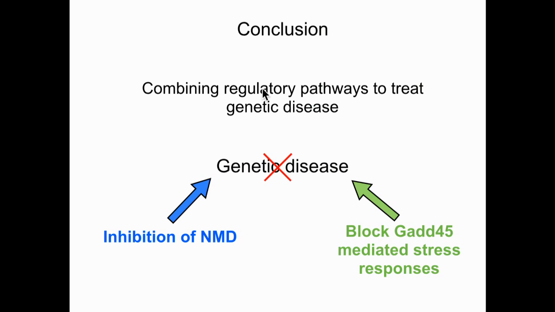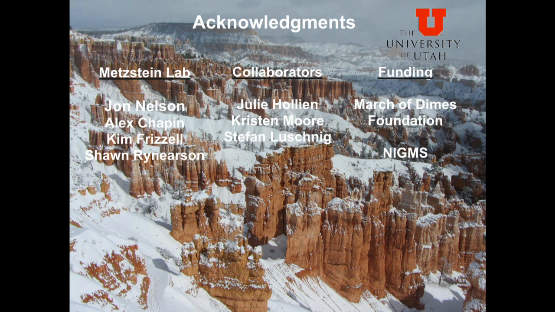So in conclusion, we want to propose that you can combine these two regulatory pathways as a method to treat genetic disease. You can either inhibit NMD, which would be otherwise detrimental, but if you block GAD45 that mediates the stress response, you can then rescue these animals.